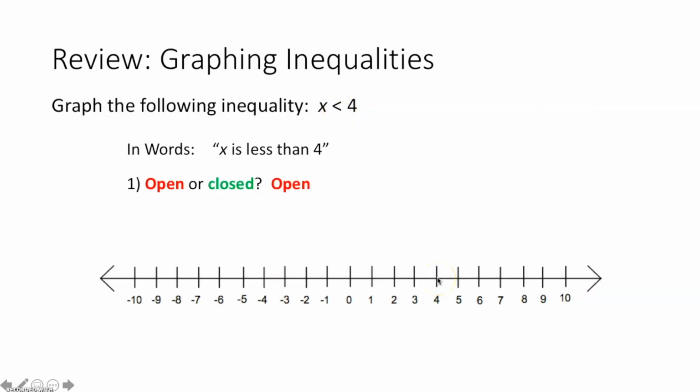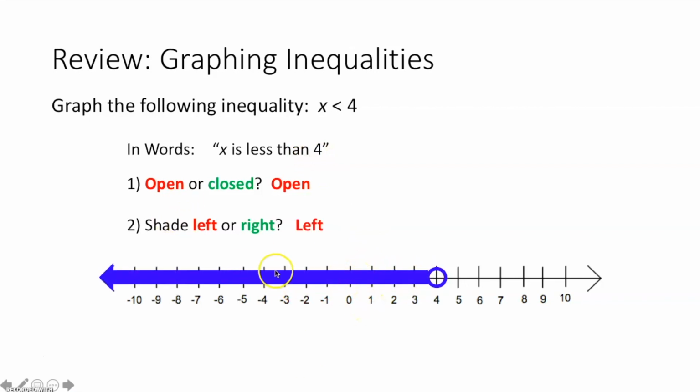So we go to 4 on our number line and we put an open circle. Next, we have to decide, are we shading to the left or to the right? Well, that's where the words come in. X is less than 4. We want all the numbers less than 4. So 3, 2, 1, 0. So we're going to shade to the left.